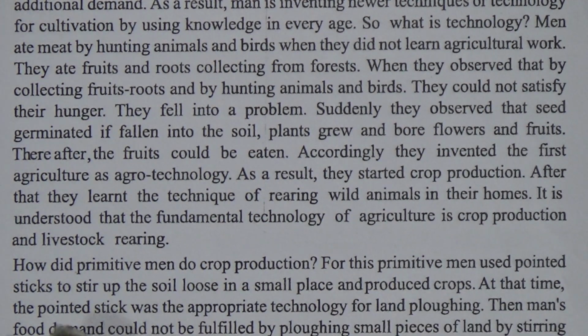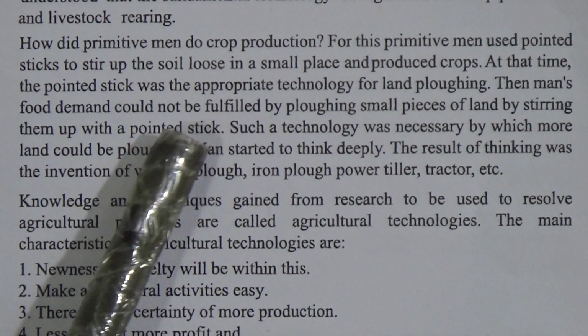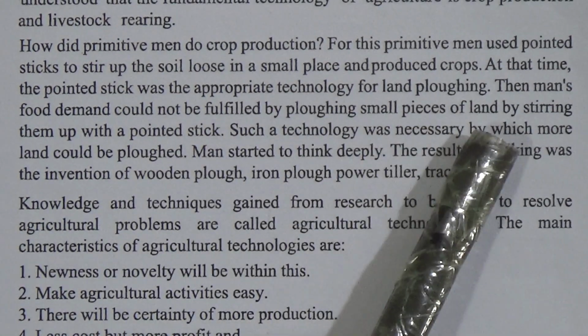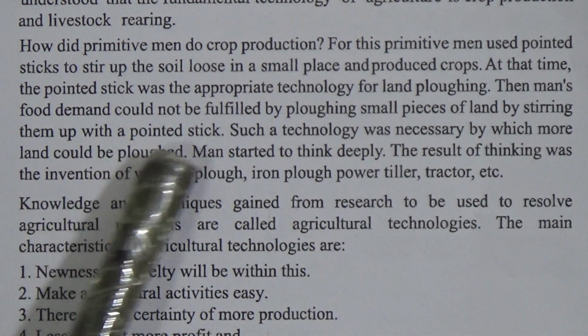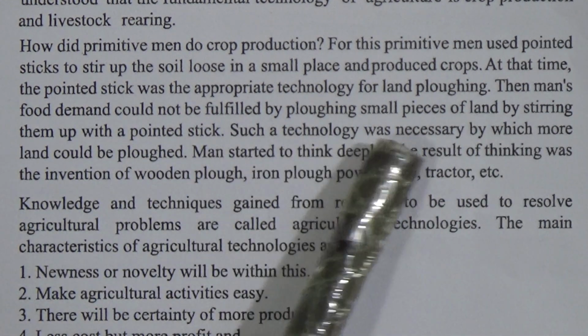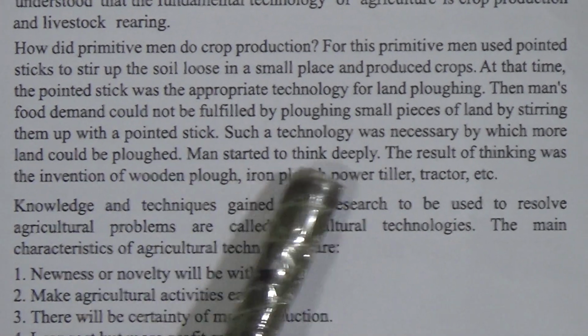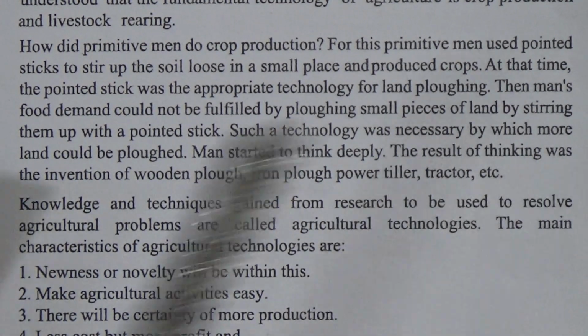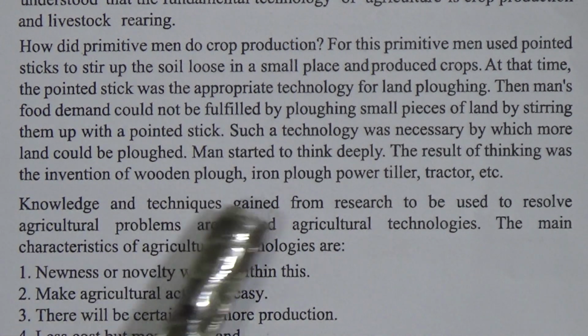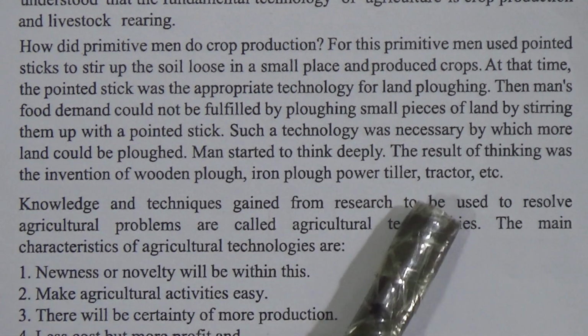At that time, the pointed stick was the appropriate technology for land plowing. Then men's food demand could be fulfilled by plowing a small piece of land by stirring it up with a pointed stick. Such a technology was necessary by which more land could be plowed. Man started to think deeply. The result of thinking was the invention of wooden plough, iron plough, power tiller, tractor, etc.